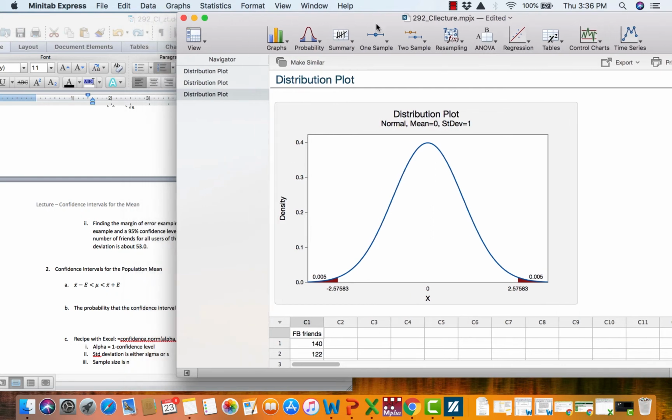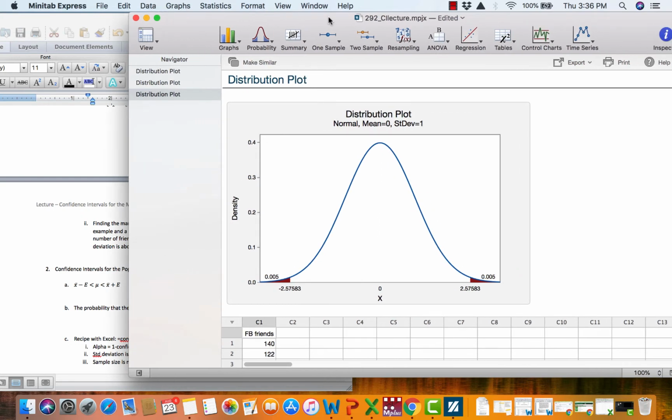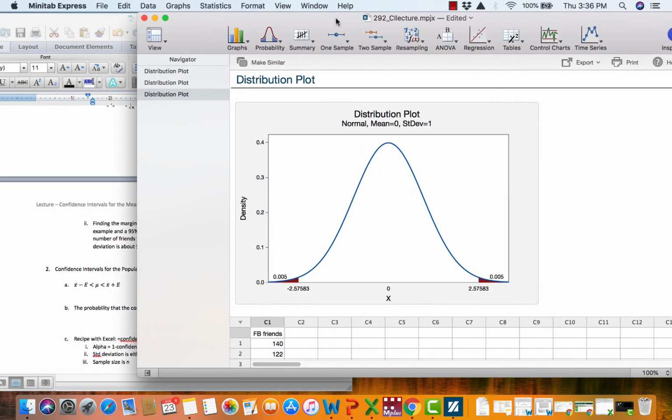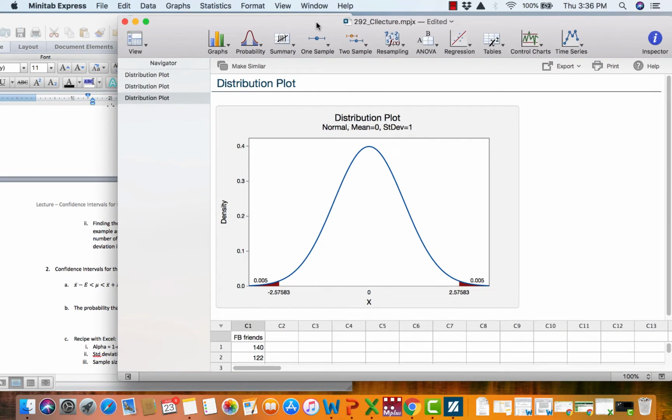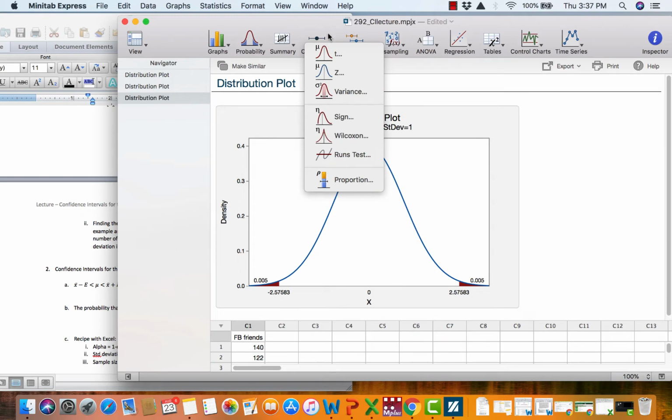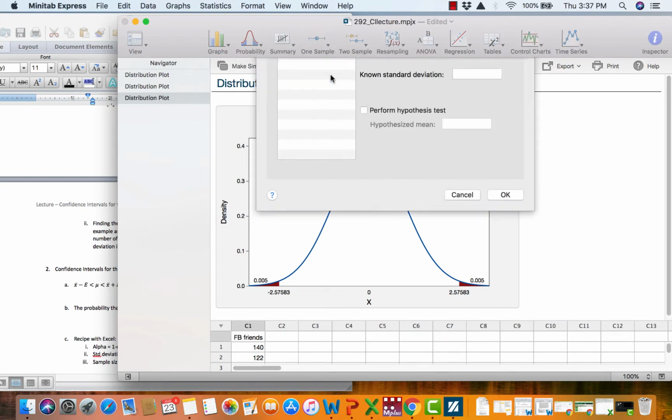All right, we want to run this confidence interval. All right, and this is going to be a z-based confidence interval. I'm going to talk at the end of the video about the difference between z and t, but for now, just know this is z, and we're going to go into one sample z.